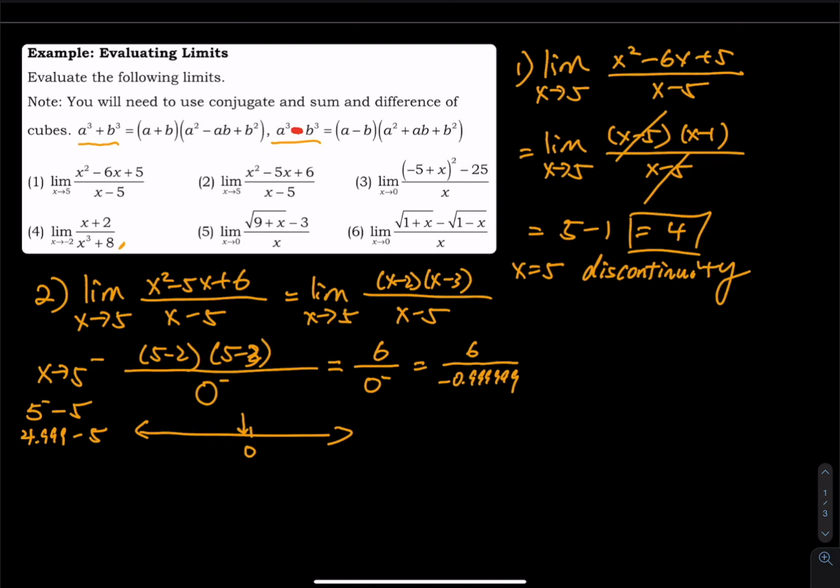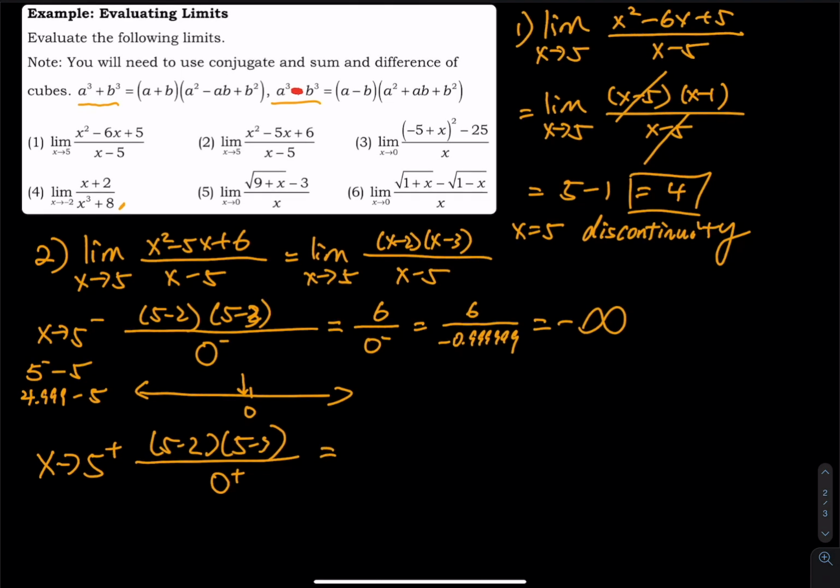What happened in here? So when you have that, you have a negative infinity, right? What about the bottom? The bottom, you have a plus. The x approaches 5 from the right. So you have 5 minus 2, 5 minus 3. So this time you have something a little bit greater than 0. So this is like 6 divided by 0 plus. So you are thinking about 6 divided by this. So that is equal to infinity.